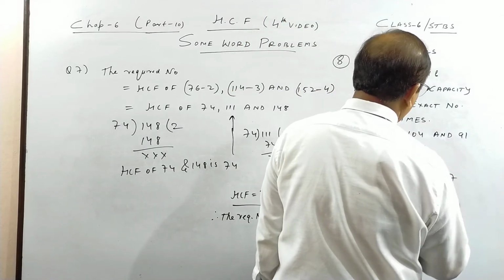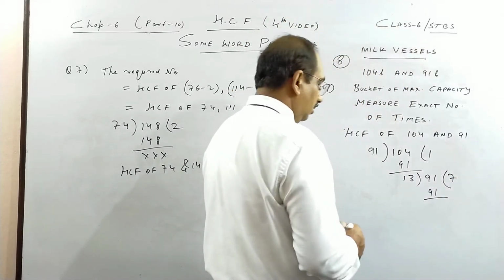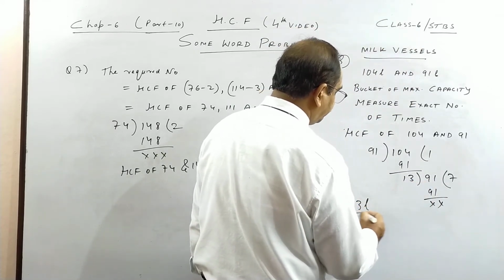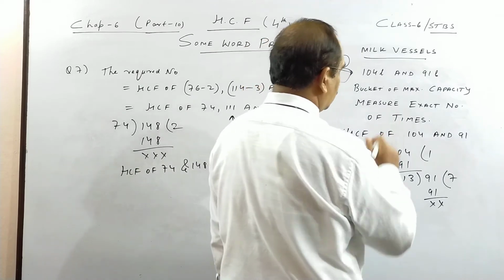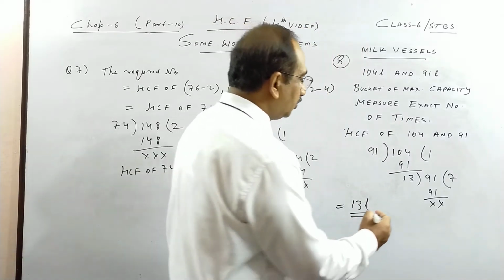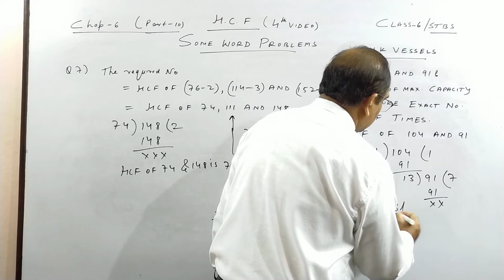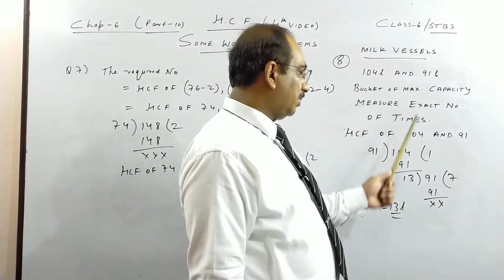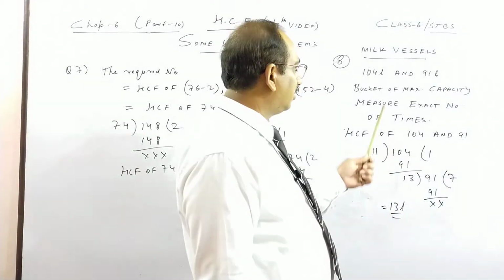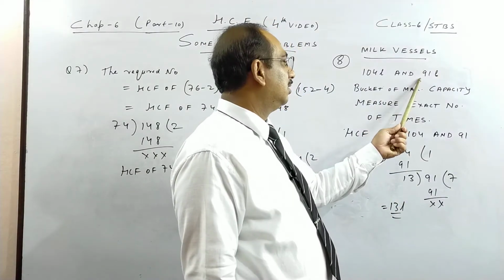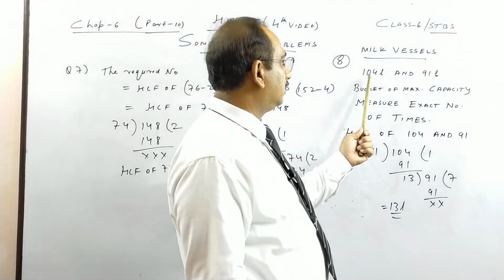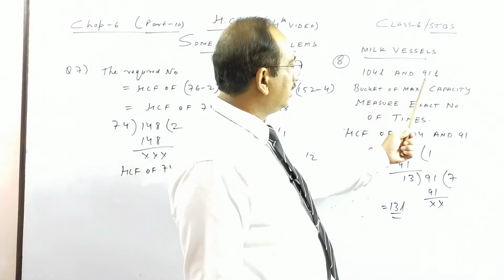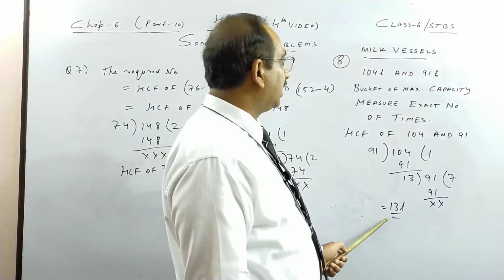13 sevens are 91. So 13 liters is the answer. So that bucket should have a volume of 13 liters, the maximum capacity. It can be 1 liter also. If you measure this, it can be 1 liter, and this will go with the other number too. You can check 1, it will always go, but the biggest number is 13.